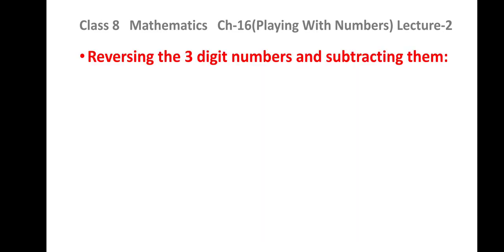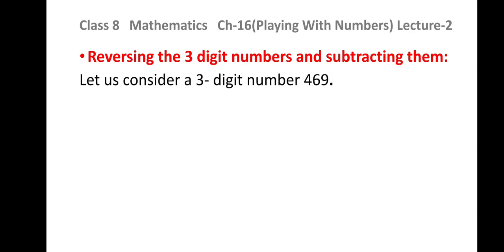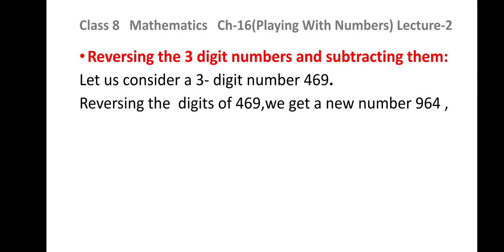Reversing the three-digit numbers and subtracting them. Let us consider a three-digit number, that is 469. Reversing the digits of 469, we get a new number as 964. Dear children, here in the three-digit number 469, 4 is at hundreds place, 6 is at tens place, 9 is at ones place. I hope everyone knows how to reverse the number.